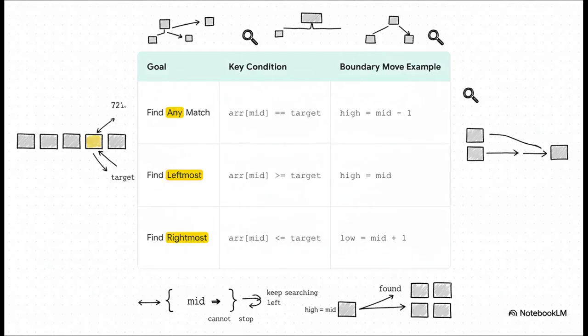So what happens if your sorted array has duplicate numbers? The basic version will find any one of them. But what if you need the very first one, or the very last one? This is where the logic gets really subtle.